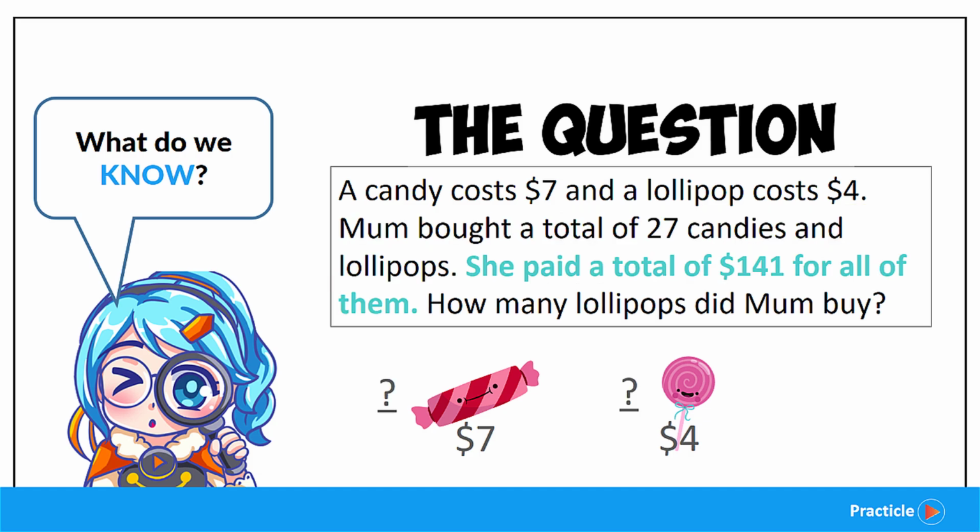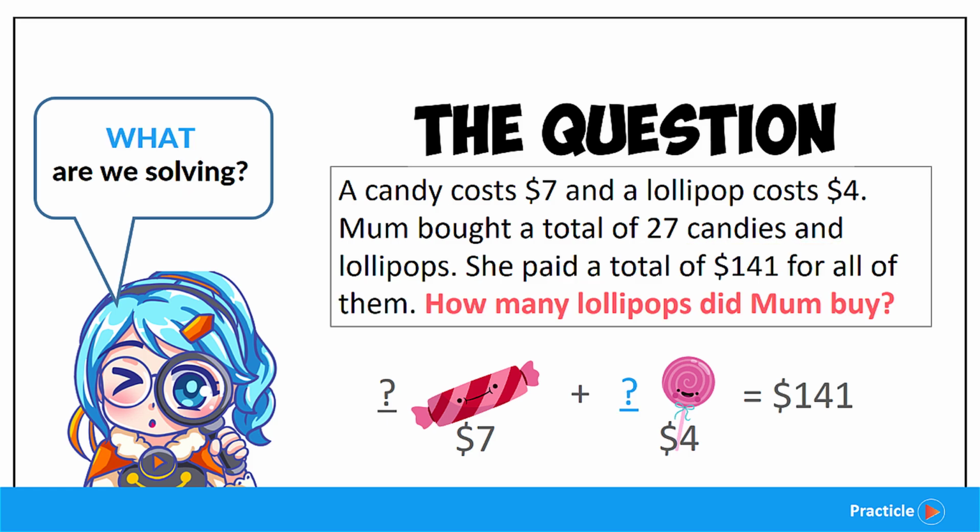Moving on, we are given that your mom paid a total of $141 for all of them. So although we don't know how many candies or how many lollipops your mom bought, we know that she paid how much? $141 to buy everything. Now let's look at what we are supposed to solve for. How many lollipops did mom buy? It seems like we are supposed to find the number of lollipops.